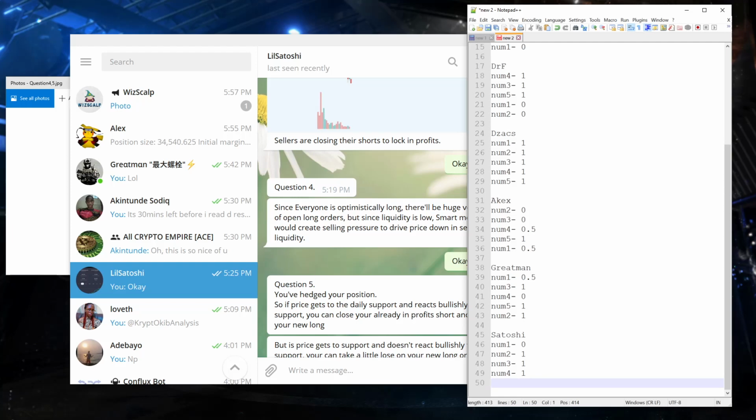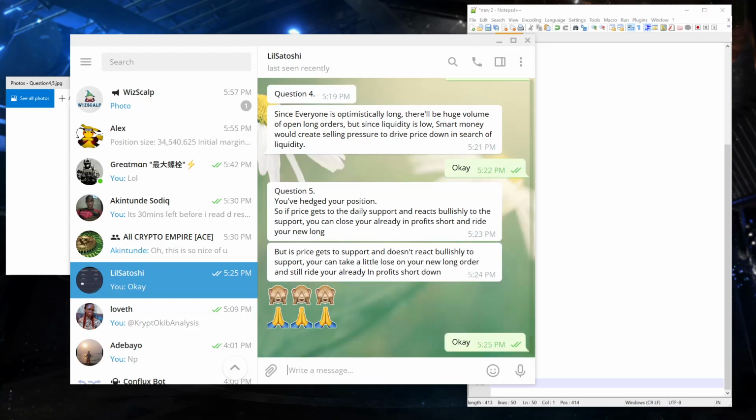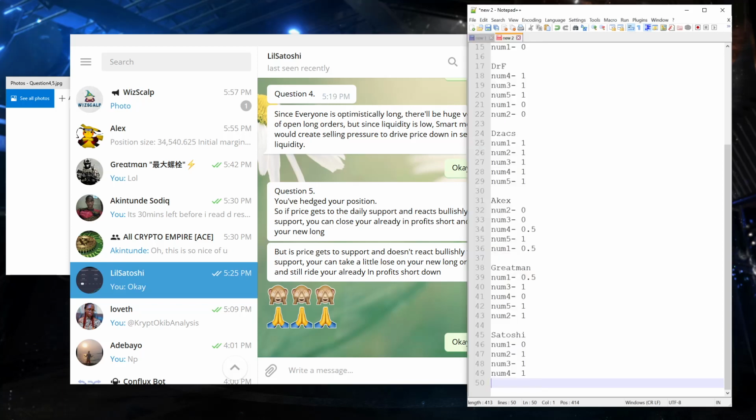So number 5, you hedged your position. So if price gets to the daily support and reacts bullishly to the support, you can close your already in profit shorts and ride your new long. That's correct. But if price gets to support and doesn't react bullishly, you can take a little loss on your new long order, yes, and still ride the already in profit shorts. And that's perfect. So number 5 is correct. It's correct with a good explanation.